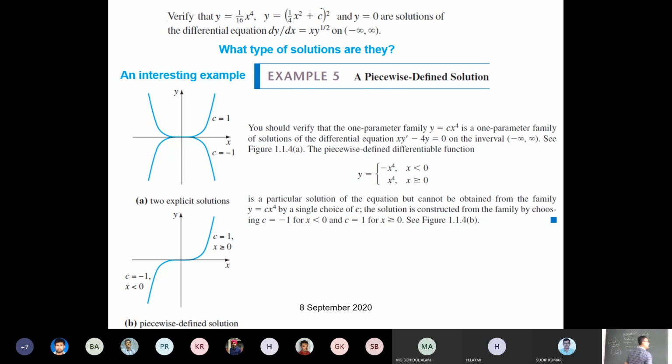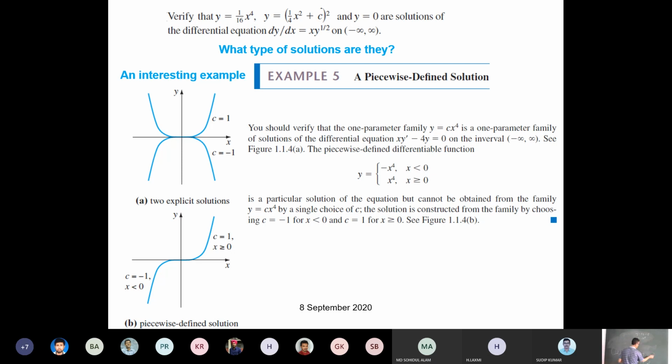So here, the differential equation that is being taken is x dy/dx minus 4y equal to 0. Okay. So now, if you want to solve it, you can easily verify that y equal to c x to the power 4 is also a solution. Fine.